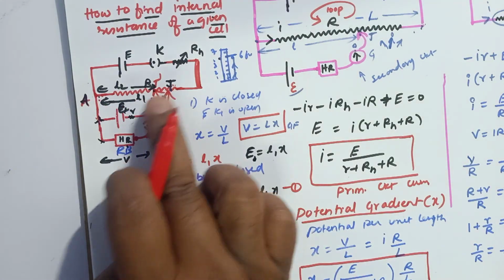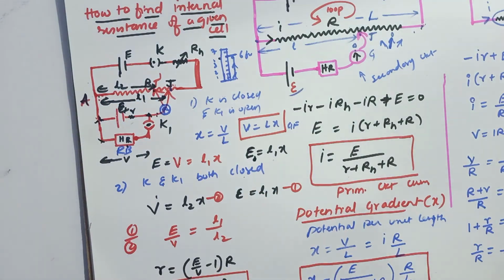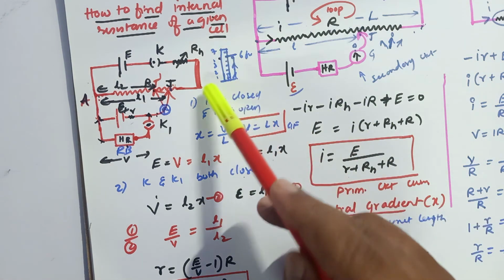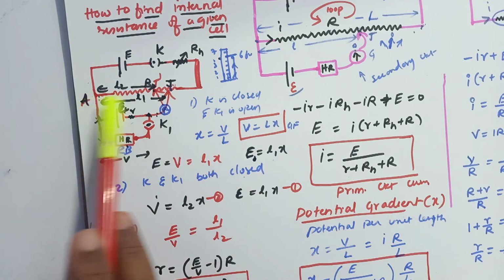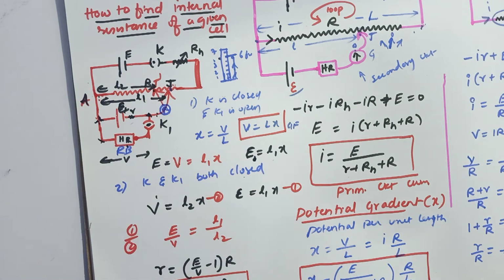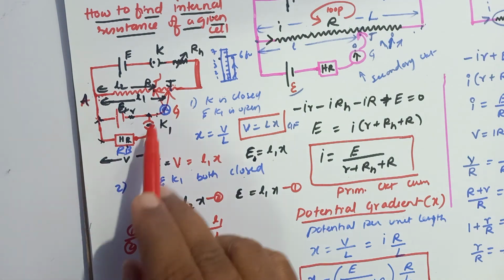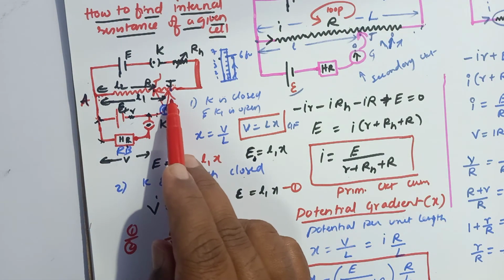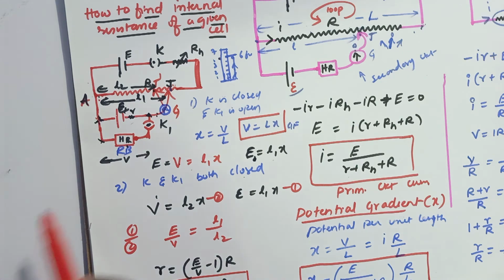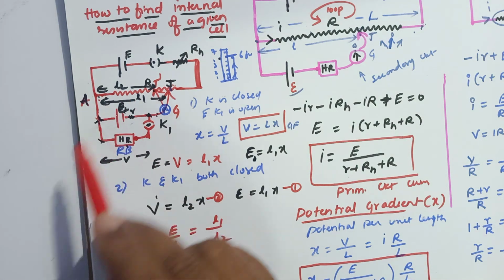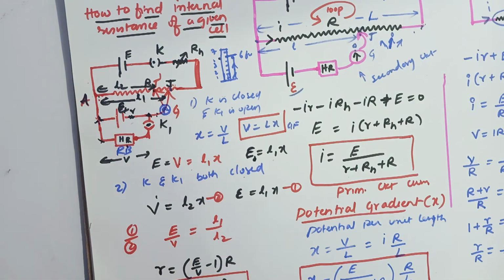So once you know the balancing lengths L1 and L2, what is the meaning of balancing length? Let us discuss. Just now I have explained. Balancing length is the length where the galvanometer shows zero deflection. That is going to be the balancing length. Like this, we can find out the internal resistance of any cell which is given to you.